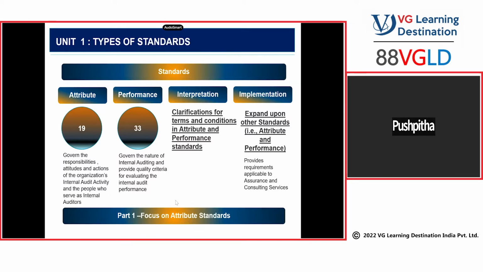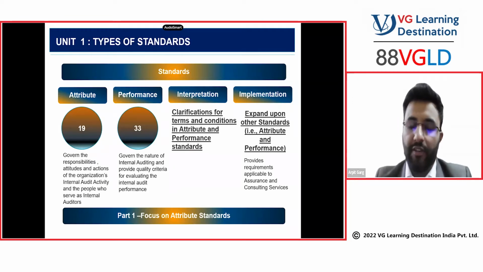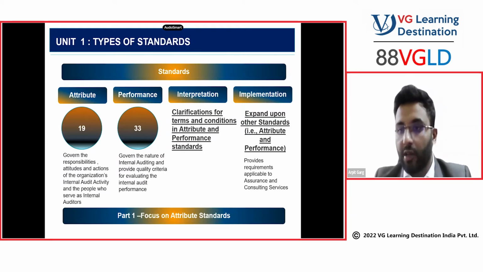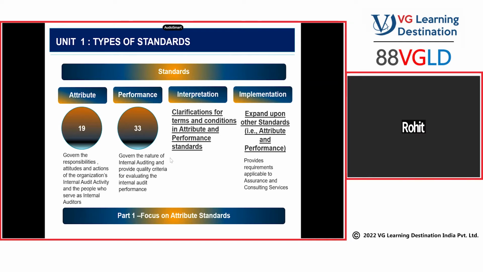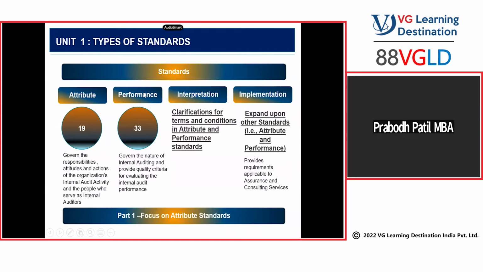For CIA Part 1, folks, you have to just focus on attribute standards. When we cover Part 2, it covers the performance standards. So in Part 1, it is all about attribute standards only. We hardly read out one or two or three performance standards in the entire content, but otherwise in the entire Part 1, we have to focus on attributes. Any queries so far? Are you all clear so far? Are you all with me, folks? Can we move forward?